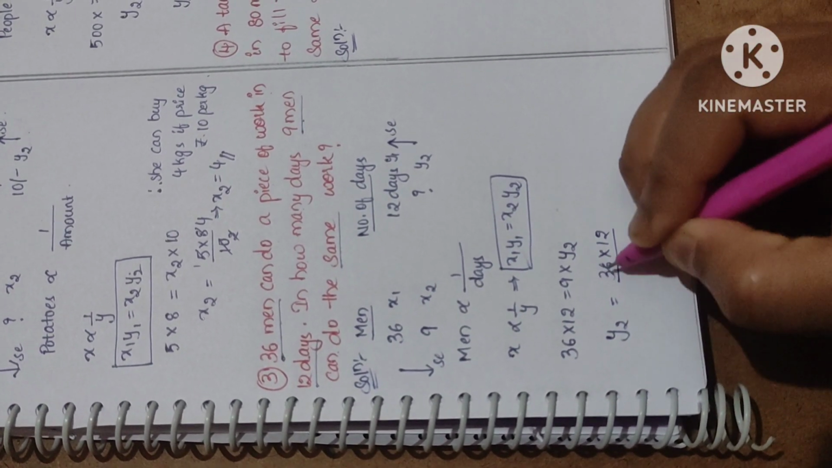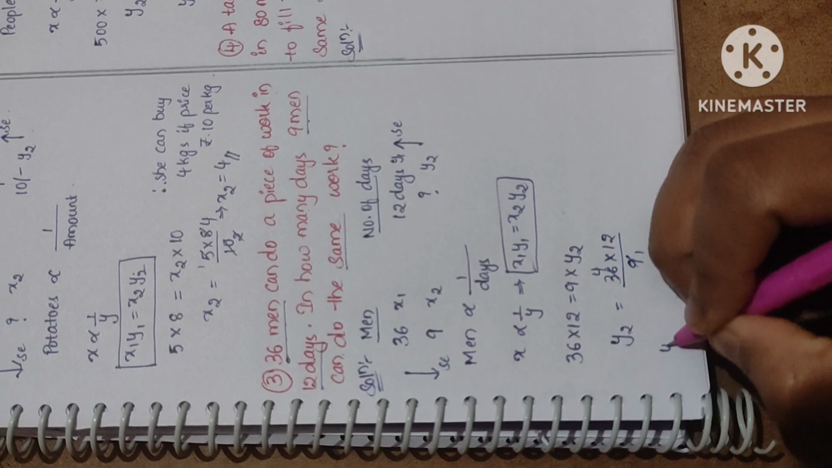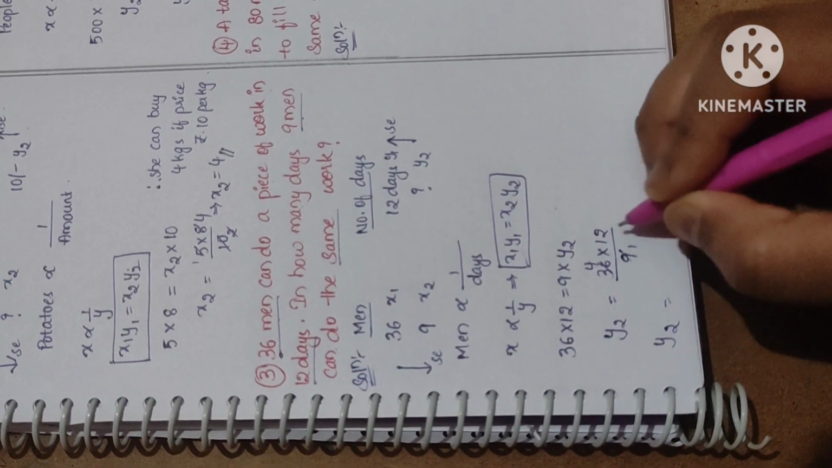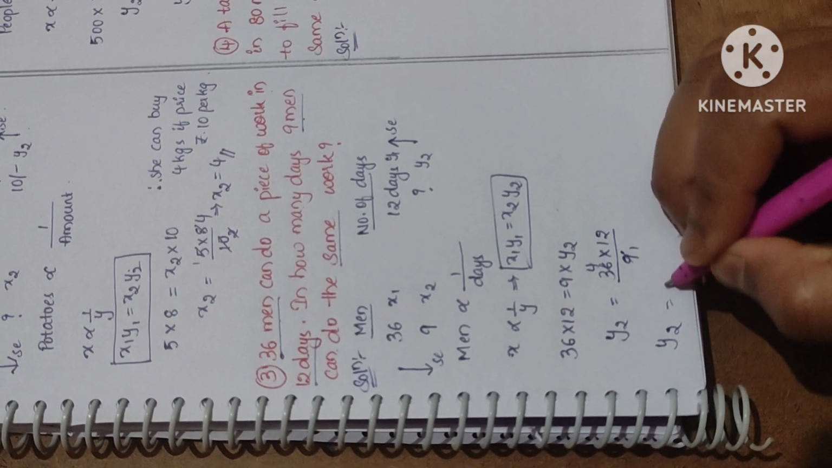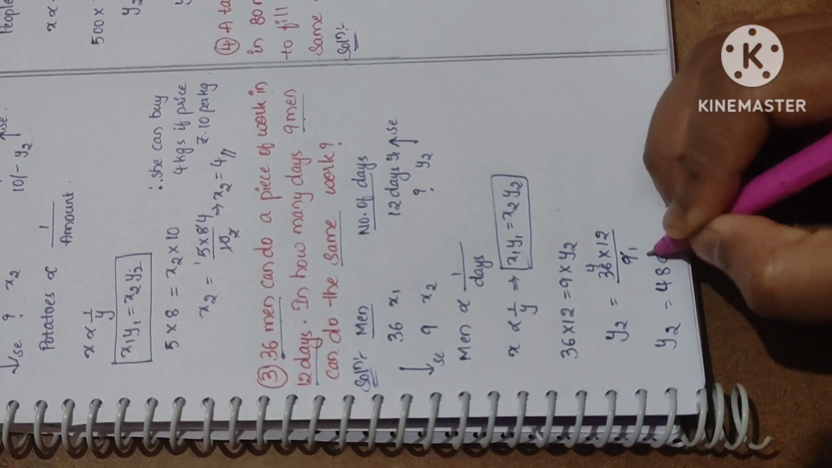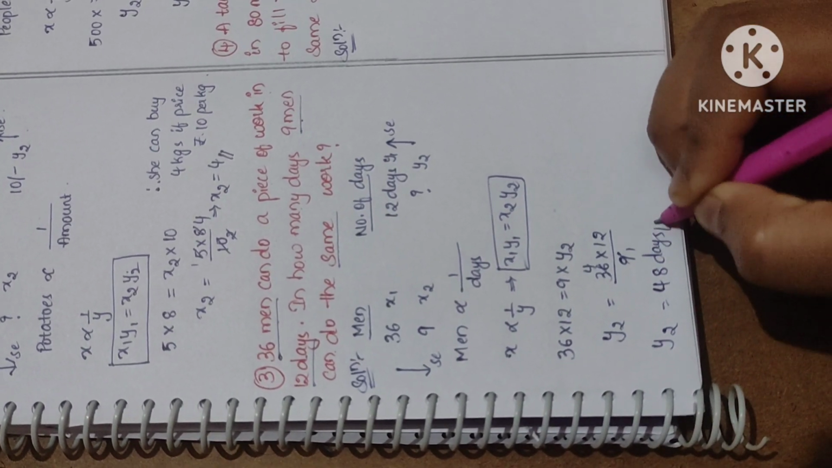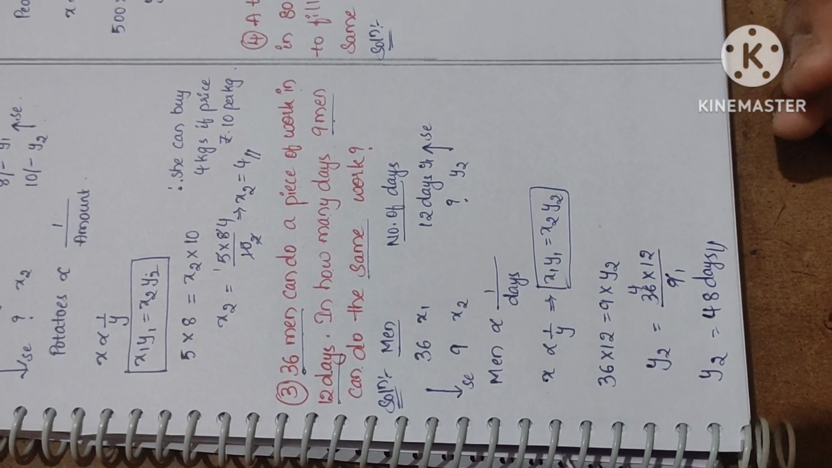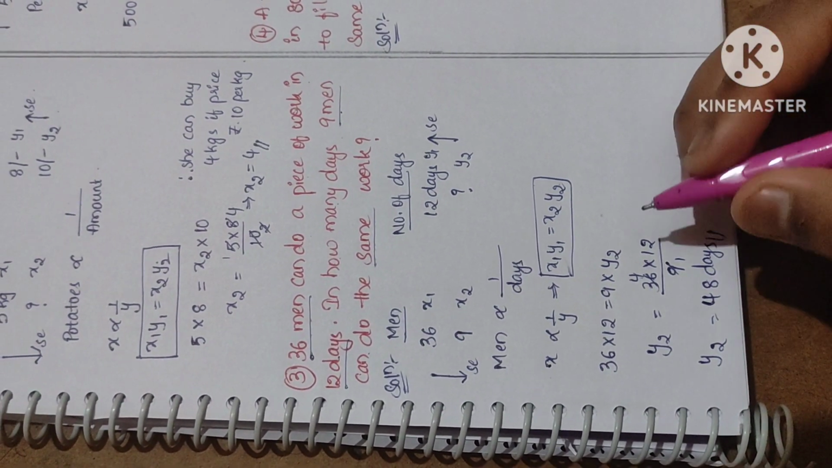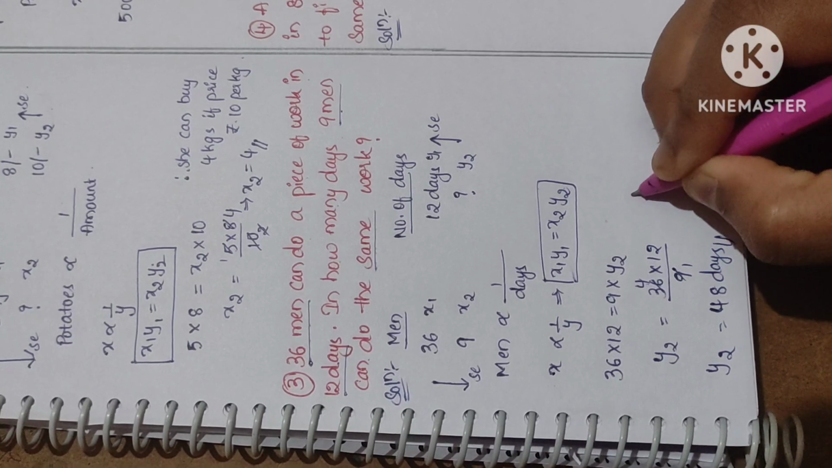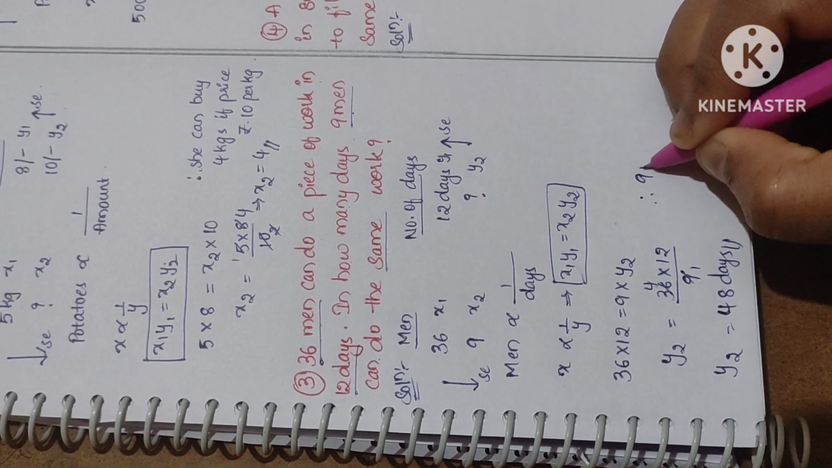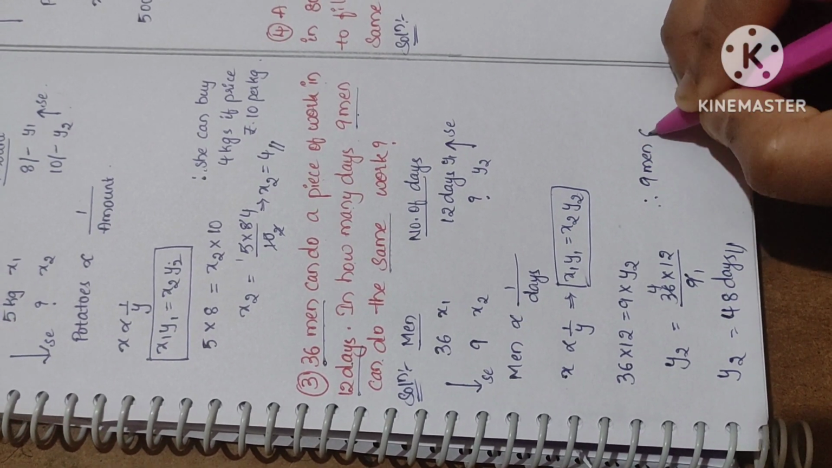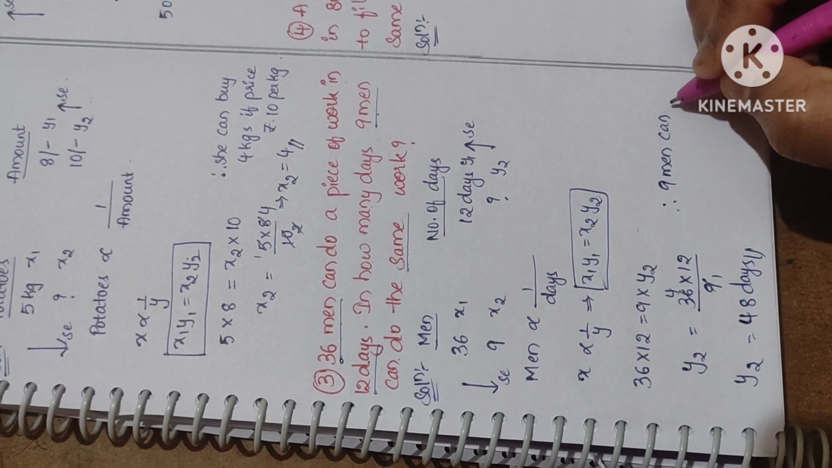So we can cancel this using the 9 table. 9 ones are 9, 9 fours are 36. So what are the remaining terms? y2 equals 4 into 12. So 12 fours are 48 days. So how many days? 9 men can complete the same work in 48 days. So the final statement is, 9 men can do the same work in how many days? 48 days. This is our answer.